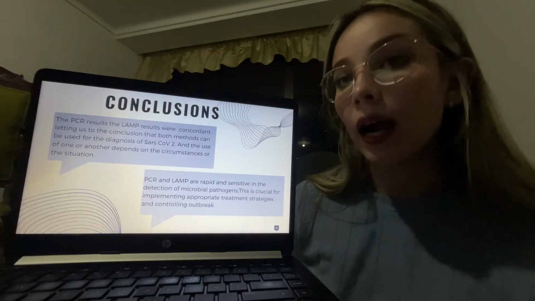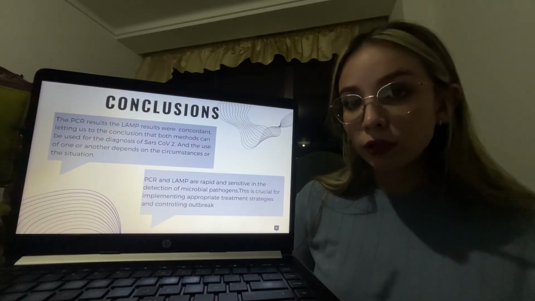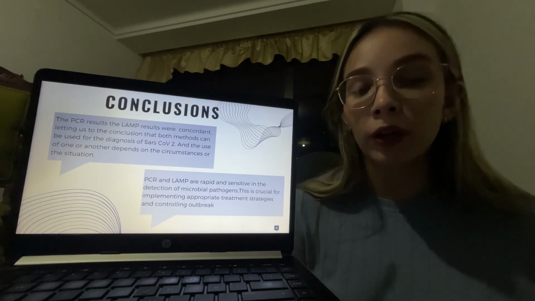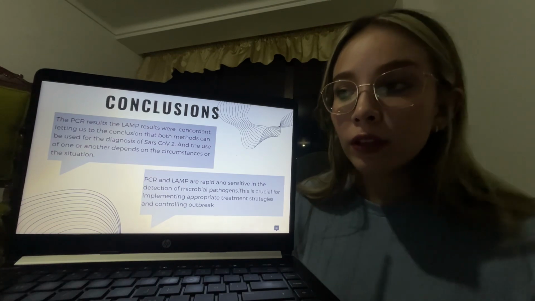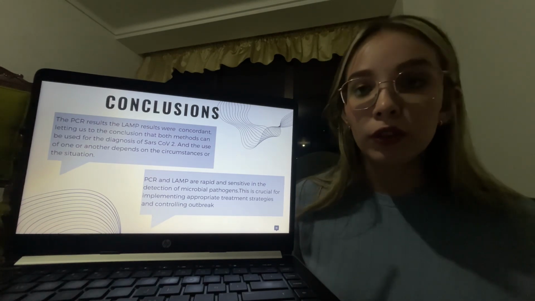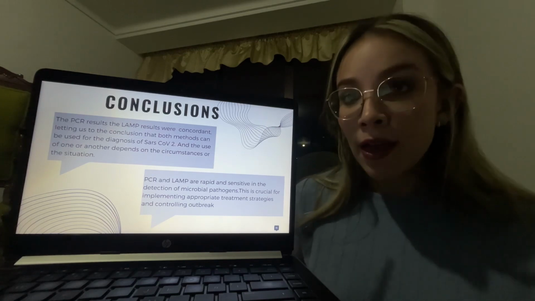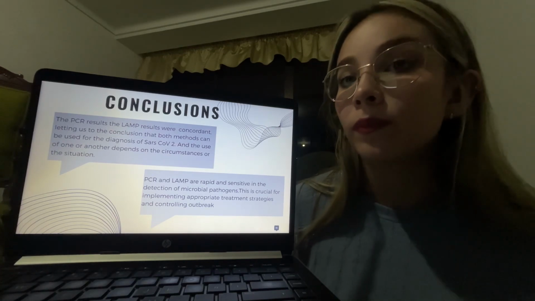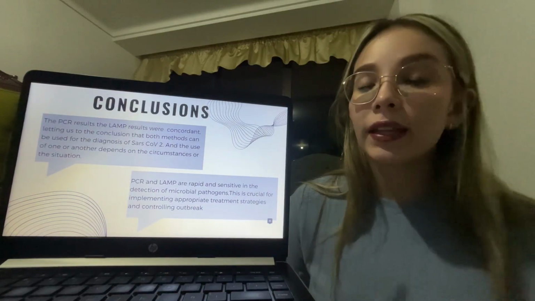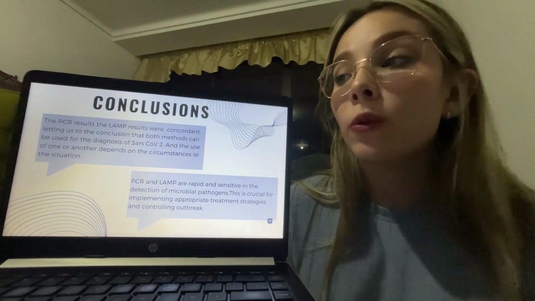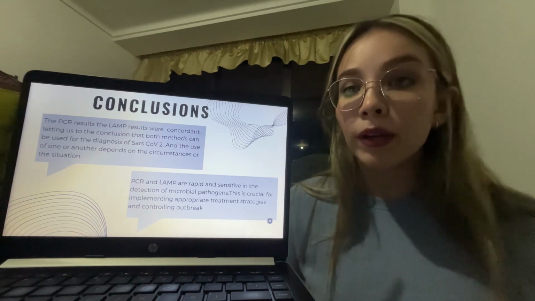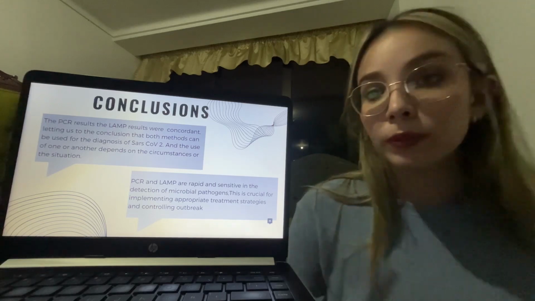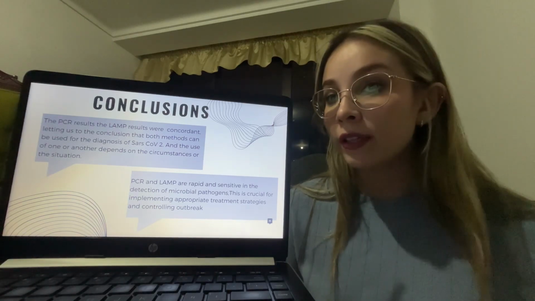Okay, so last we have the conclusions. The first conclusion is that the PCR results and the LAMP results were concordant. This leads us to the conclusion that both methods can be used for the diagnosis of SARS-CoV-2, and the use of one or another depends on the circumstance and the situation. And in the second conclusion, we have that PCR and LAMP are rapid and sensitive in the detection of microbial pathogens, and this is crucial for implementing appropriate treatment strategies and controlling outbreaks.